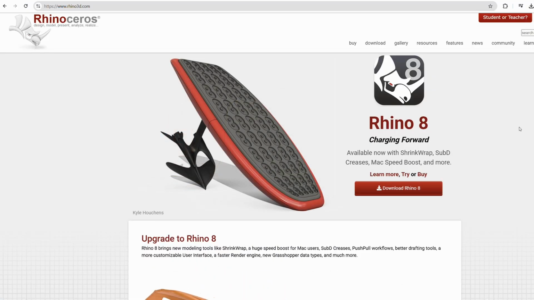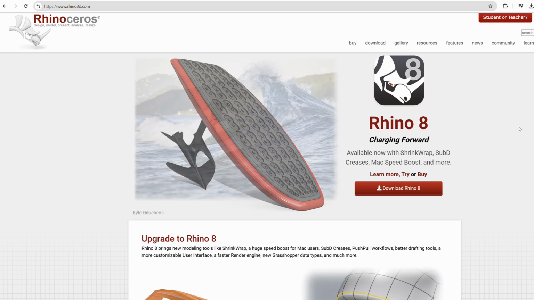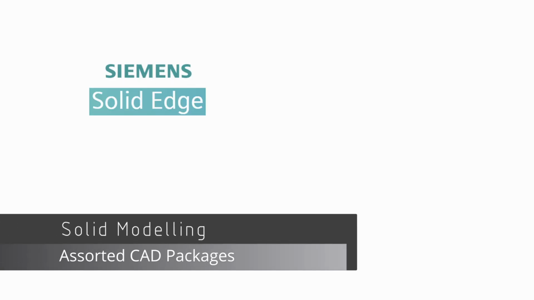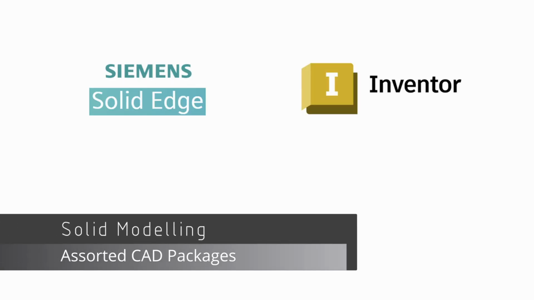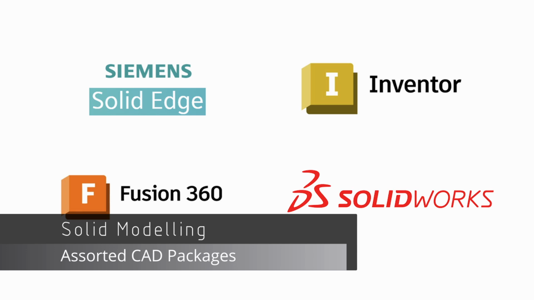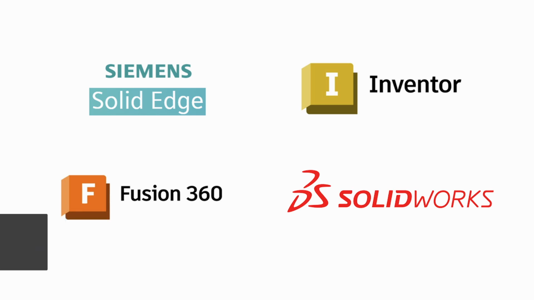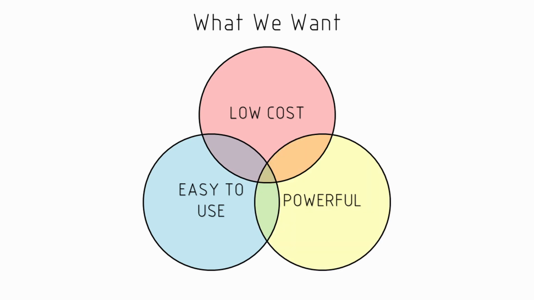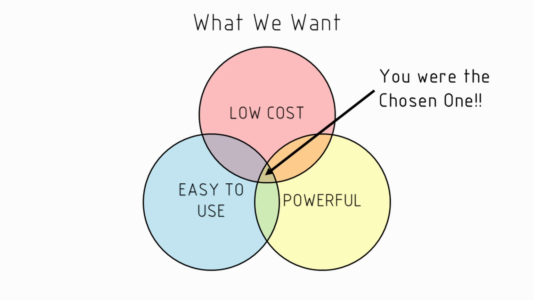There are also a variety of CAD packages used to create parts and assemblies, and they have a variety of costs and capabilities. This would be software like Solid Edge, Autodesk Inventor, Fusion 360 or SolidWorks. And what we want in this software is something that's relatively low cost, easy to use, and has good capabilities and features. Finding a package that meets all of these at the same time is very difficult. Usually if we find something that's easy to use and has good capabilities, it's going to cost us a little bit.